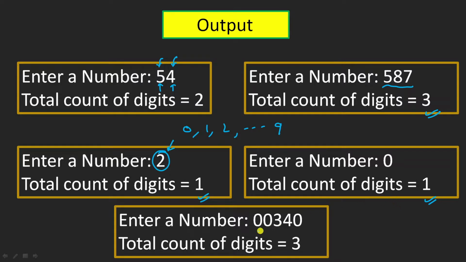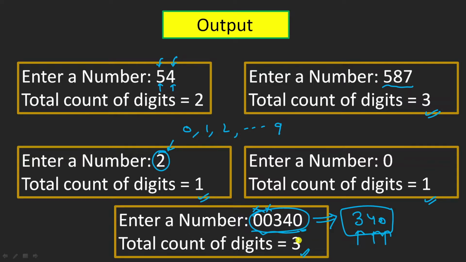Now let's say you enter a number something like 00340. Your answer should not come as 5, because this is an integer number, and inside your computer memory it will be stored as 340. In this number 340, how many digits are there? There are 3: first, second, third digit. So your answer should come as 3. Basically the leading zeros are discarded by the computer, but zeros after the 34 are not discarded. This is what we actually see in real life also.